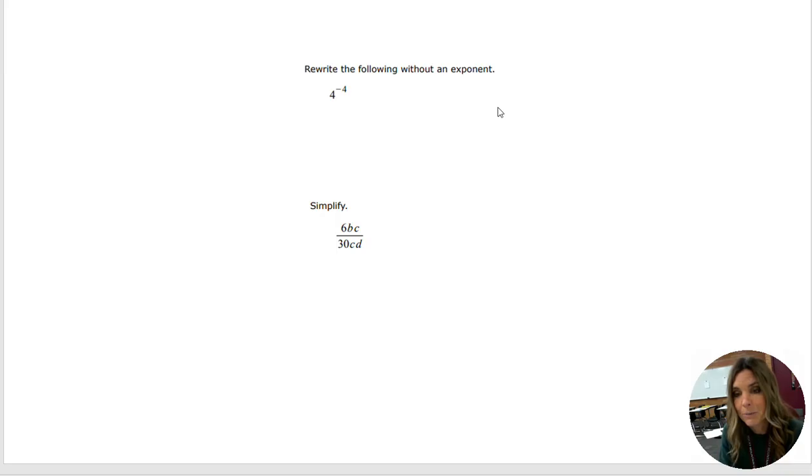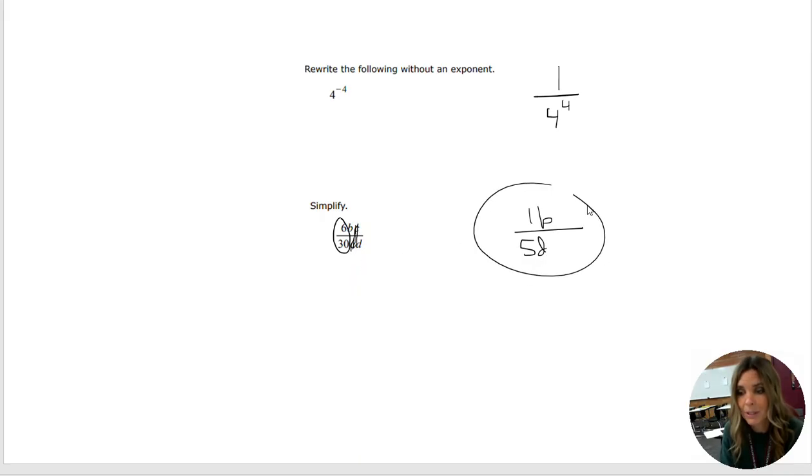Okay, next one, the way that you rewrite a negative exponent so that it's not negative is, negative exponents are repeated division. So this would be 1 over 4 to the positive 4. For this one right here, we're going to simplify this 6 over 30. That simplifies to 1 over 5 as a fraction. And then we have a b, and there's no other like base of a b, and so we're going to leave it as a b on the top. We have a c over c. This is going to cancel to a 1. So we don't actually have that variable left anymore. And then we have a d on the bottom. So this would be your final answer, 1b over 5d.